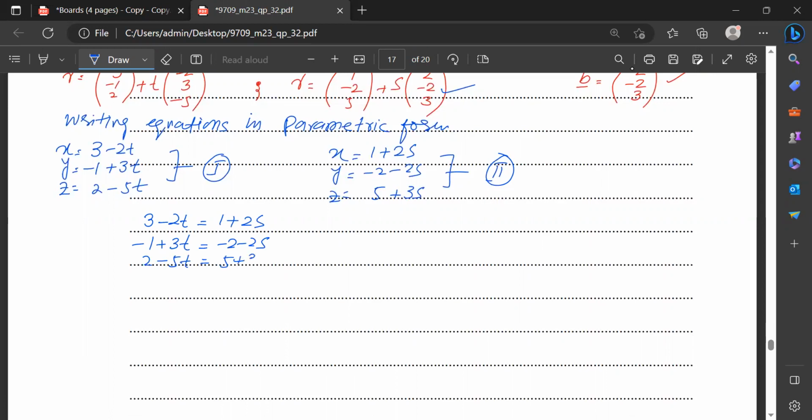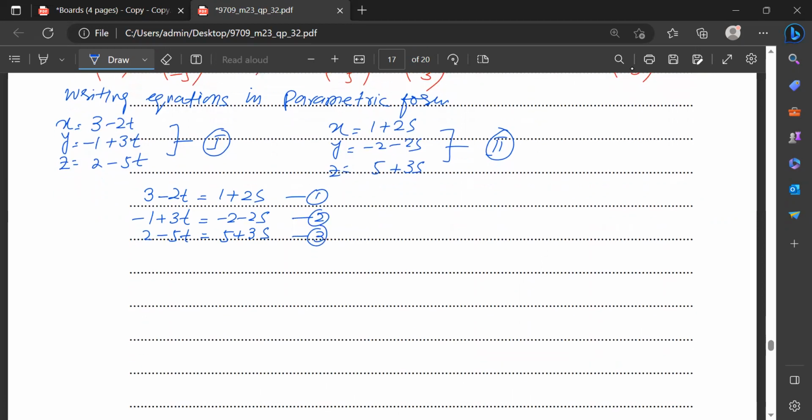So what we do after writing these equations 1, 2, and 3 is solve any two of them and try to find whether it is possible to find s and t values which are true for all these three equations. For this you can choose any two of the equations. So I can choose 1 and 2, and from 1 and 2 I can find the values of t and s by solving them simultaneously.